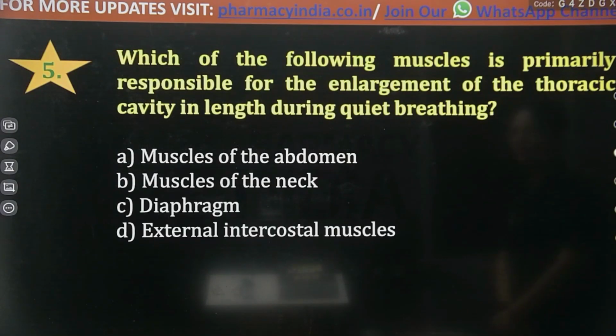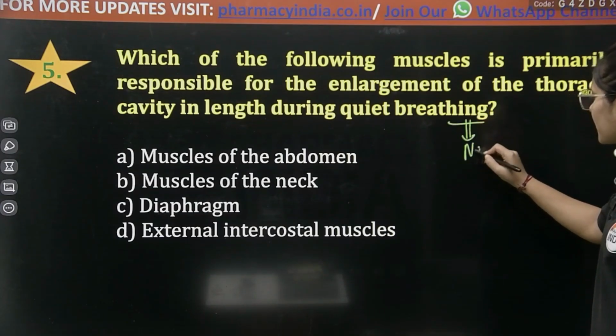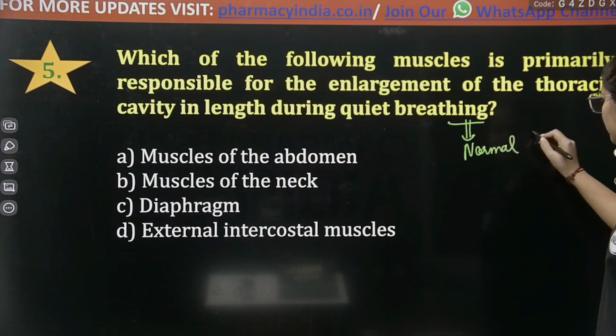Which of the following muscles is primarily responsible for the enlargement of the thoracic cavity in length during quiet breathing? Means quiet breathing means normal breathing. Normal breathing.